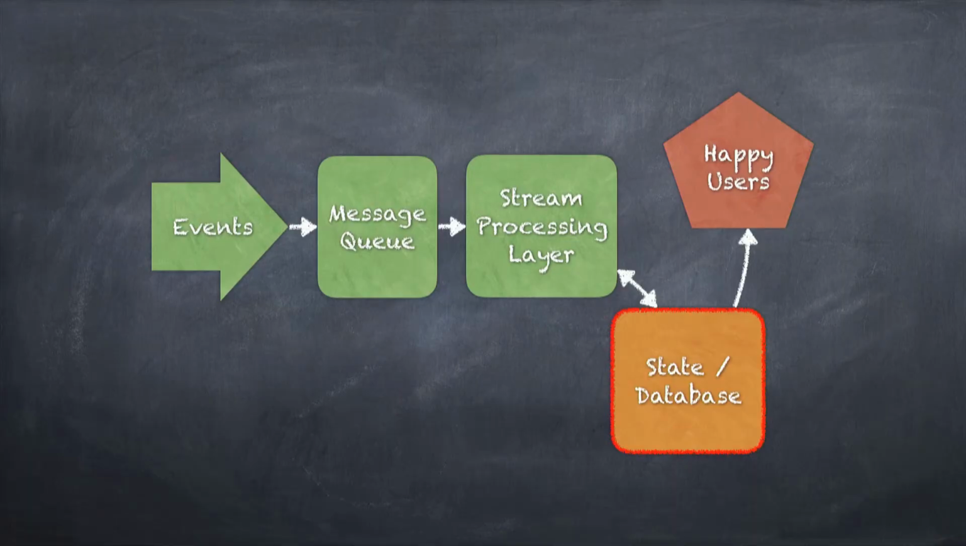So a general architecture for this kind of looks like this. You have events coming in to some message queue, and you have some stream processing layer, and then you have state. The really interesting question for us is what the state looks like. And hopefully out of all this, you get happy users, as you're serving stuff out of your state.